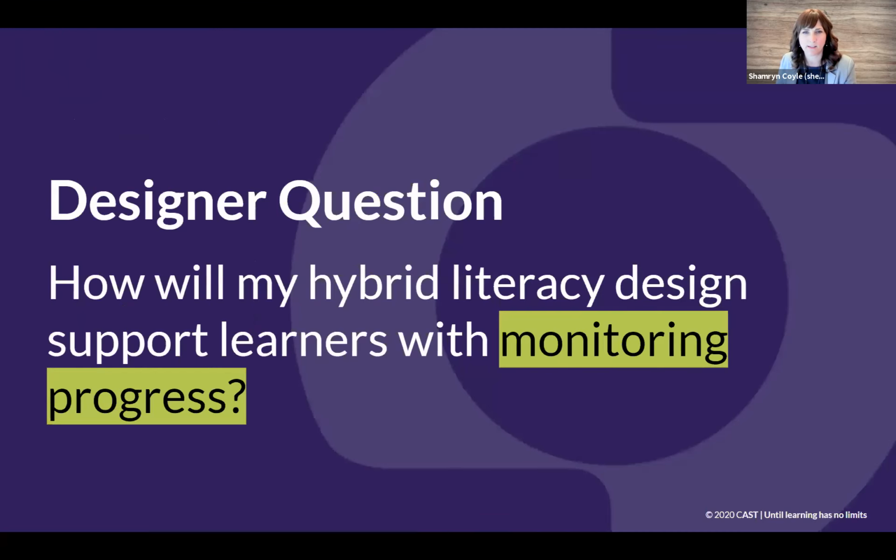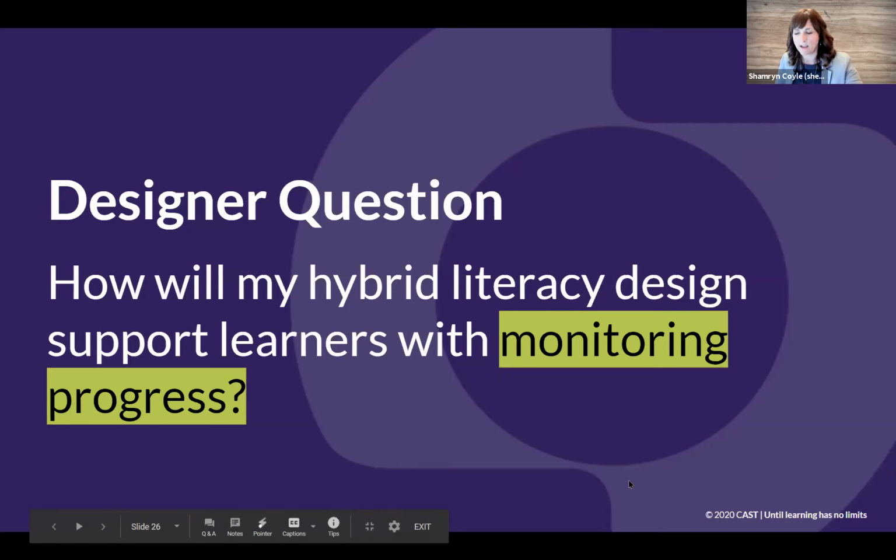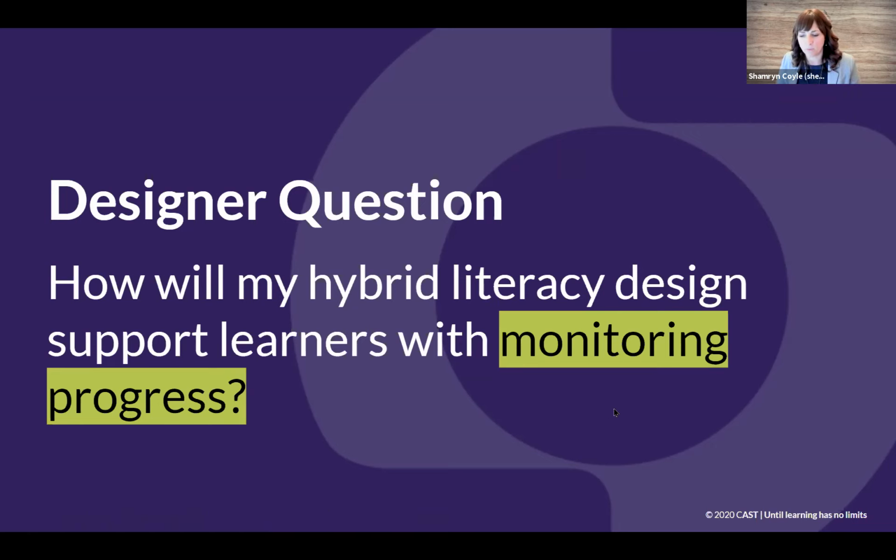Such important processes. So we'll take you into our next design, which is how will my hybrid literacy design support learners with monitoring progress? And this is really on their own, outside of that classroom where we can actually physically look at them and work those processes and structures into our classroom. We haven't been able to do that quite as well in the hybrid setting. So I'm really curious to see what our experts in the room have come up with.